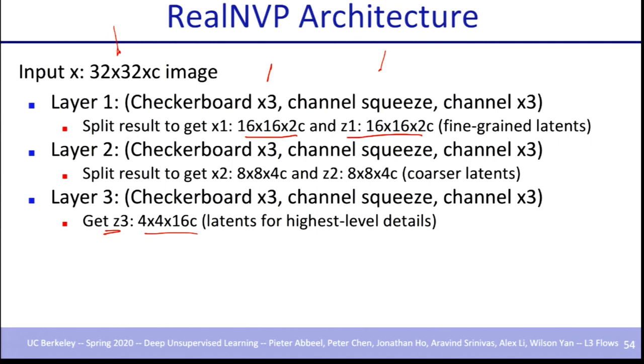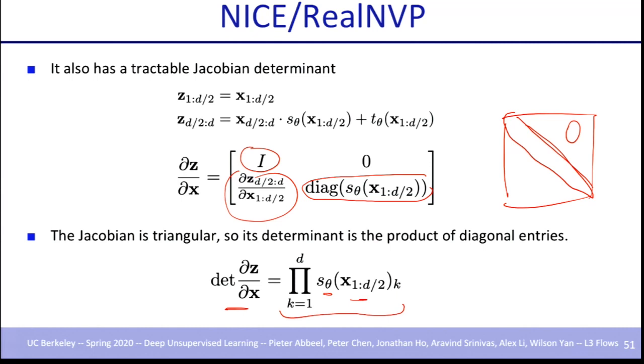Yeah? Is there a reason why we break it up in halves? That's a good question. Could we break it up in different ways? You can actually. Essentially, you just need to make sure that this thing is invertible and that you have a Jacobian that allows for fast calculation of the determinant.